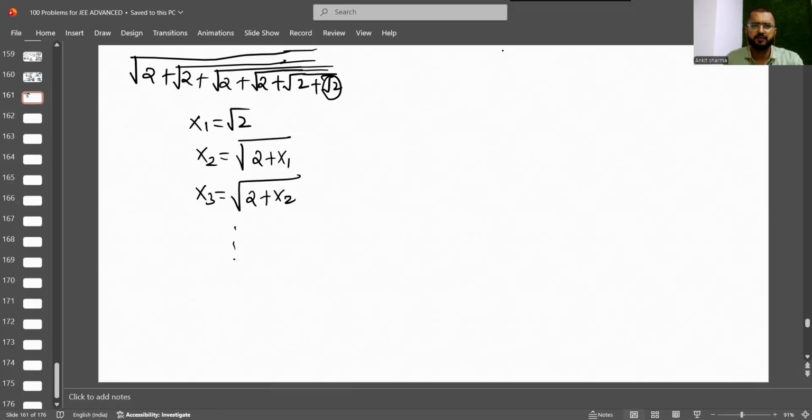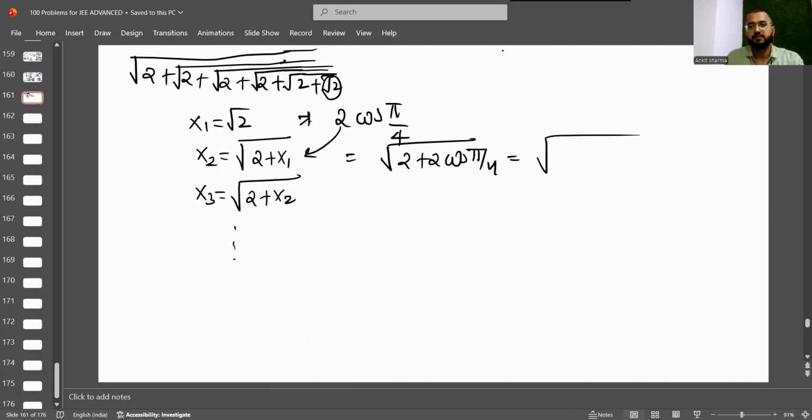So that means now I want to find out this sum. So can I take this quantity as 2 times cos pi by 4? I could write x1 is equal to root 2, which is nothing but 2 times cos pi by 4. If I plug in this one here, I'll have x2 is equal to square root of 2 plus 2 times cos pi by 4. So this would give me 2 common, and then 1 plus cos is 2 cos square pi by 8, which is 2 times cos pi by 8. So x2 is going to be 2 times cos pi by 8.